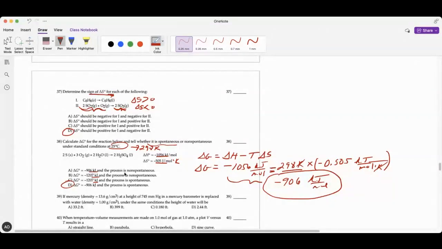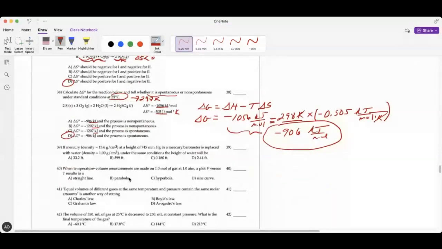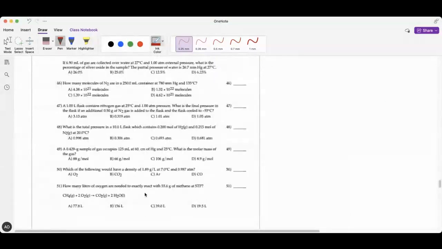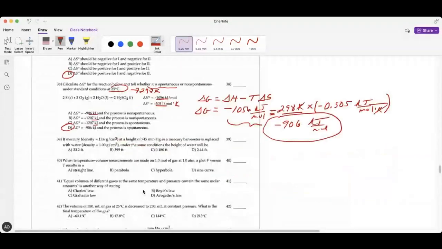Okay. Let's, you know what? I'm going to have to skip some of these. But let's see. We did this in class. We did a problem like this in class.